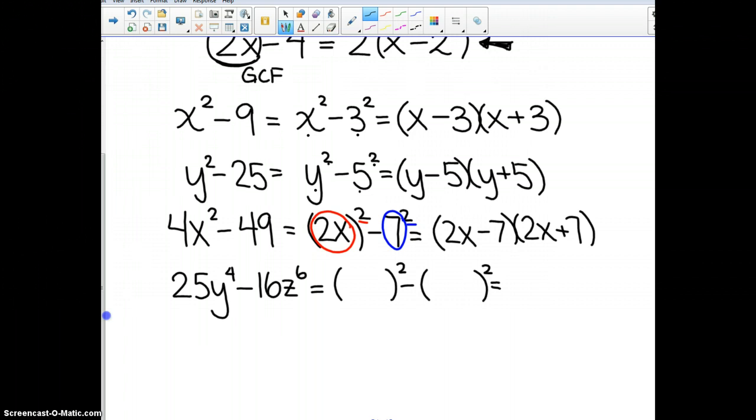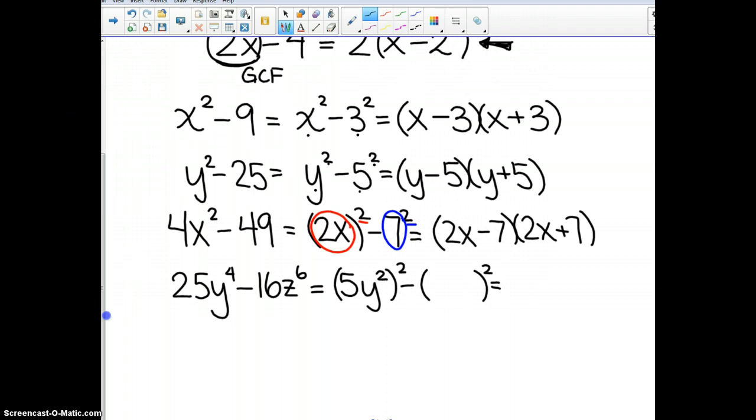When we think about what gets squared to get 25, 5 is the number. 5 squared is 25. Now if I'm wanting to square a power of y to get y to the 4th, since a power to a power means we multiply exponents, I have to think 2 times what will get me 4. So if we square the 5, we get 25. If we square y squared, we get y to the 4th.